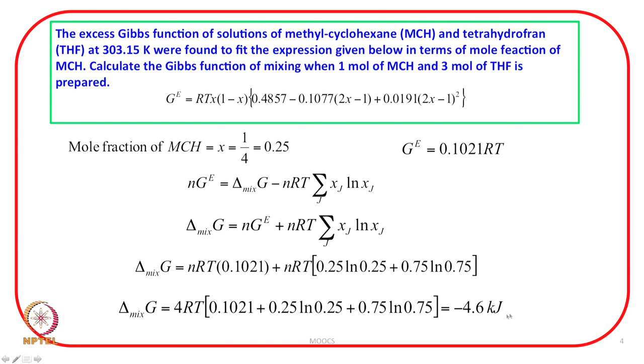This is the experimentally observed Gibbs free energy of mixing, and obviously this value is different than the one which is predicted by ideal solution. And as I earlier discussed, the excess functions are very important, because excess functions indicate the extent of deviation from ideality.